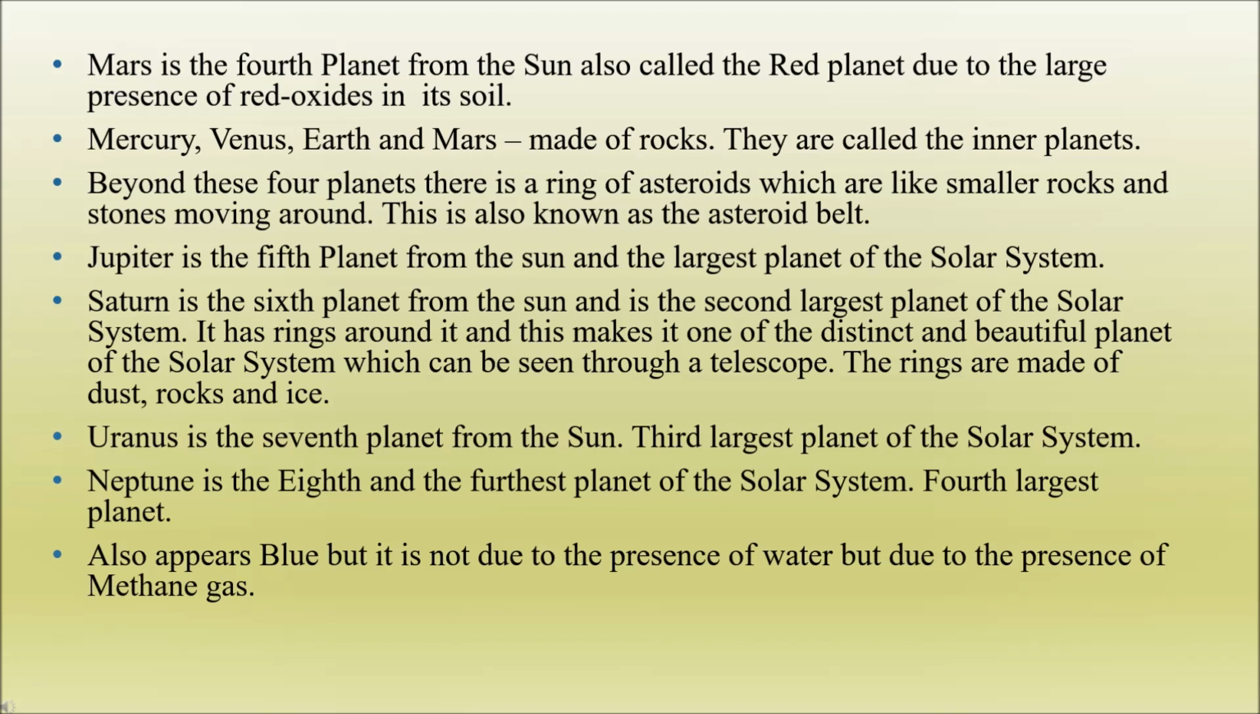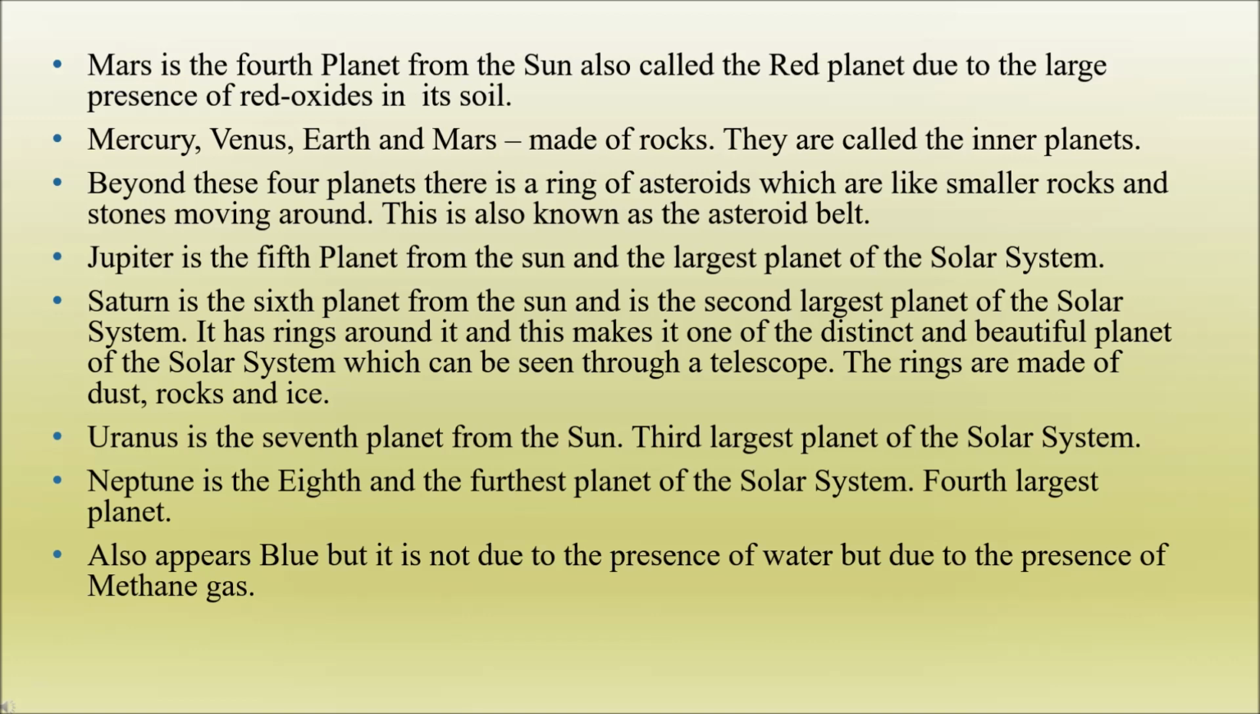Jupiter is the 5th planet from the sun and the largest planet of the solar system. So the largest planet of the solar system is Jupiter. The next one, Saturn is the 6th planet from the sun and it is the second largest planet of the solar system. This Saturn has rings around it, and this makes it one of the distinct and beautiful planets of the solar system, which can be seen through a telescope. These rings around Saturn are made up of dust, rocks and ice.